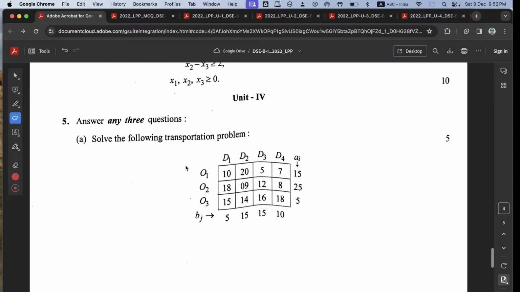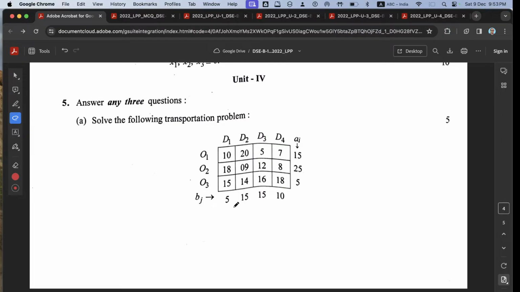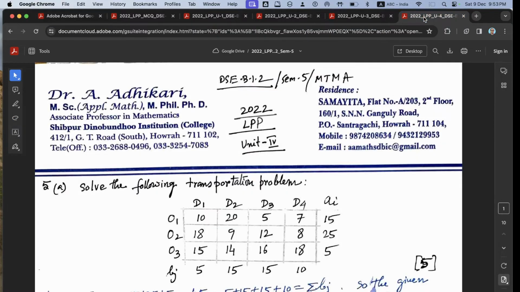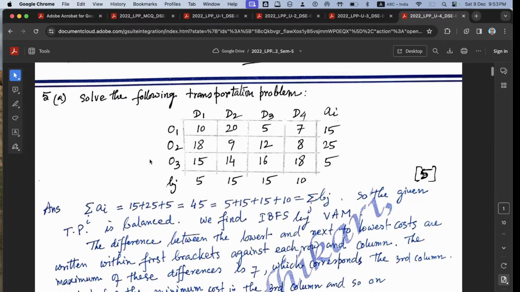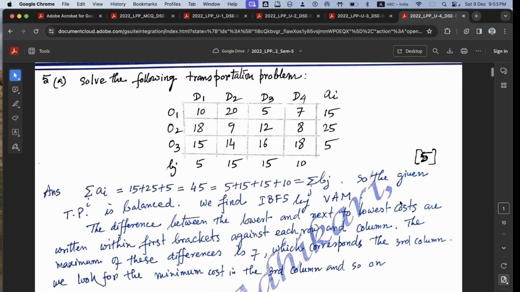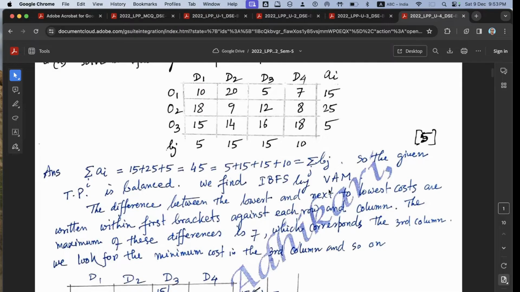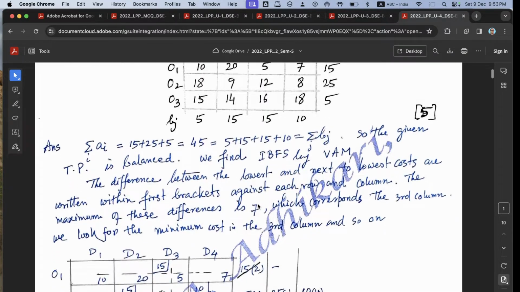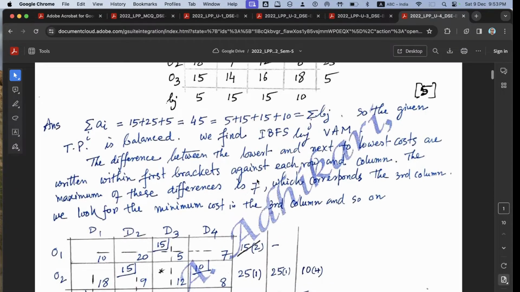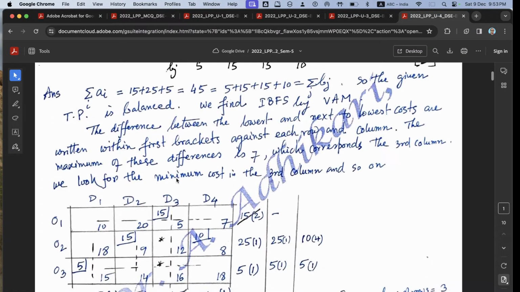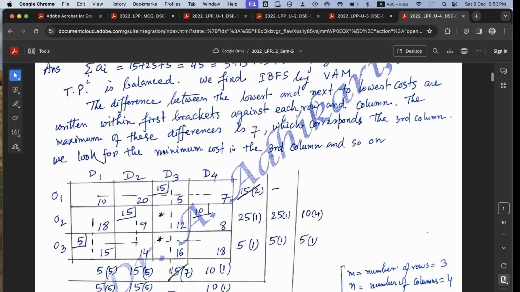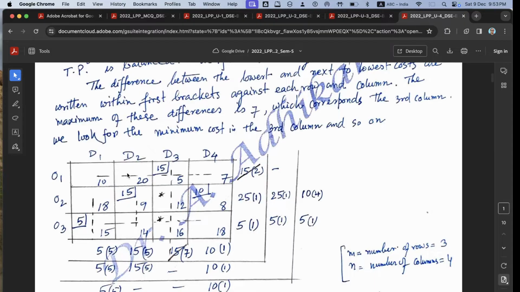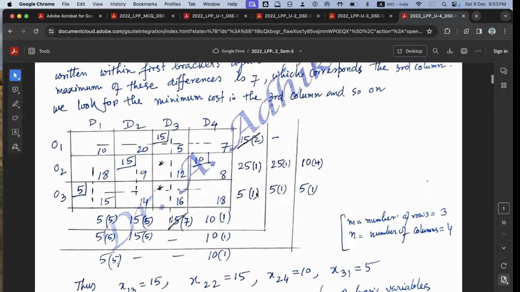Next, unit 4, question 5a. Solve the following transportation problem. This is a balanced TP, because the summation of ai and the summation of bj are equal. We find the initial basic feasible solution by Vogel's approximation method. The difference between the lowest and the next to lowest cost is written within the first brackets against each row and column. The maximum of these differences is 7, which corresponds to the third column. We look for the minimum cost in the third column, and so on.